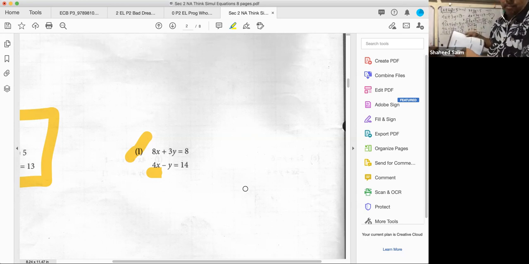This time your x is a mixed number, your y is a whole number, an integer, a negative whole number.